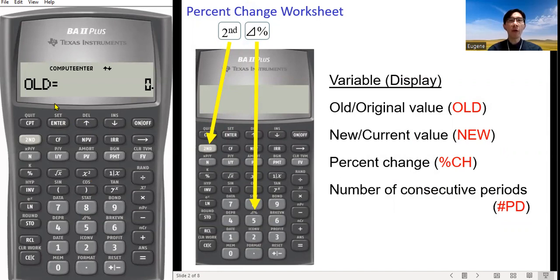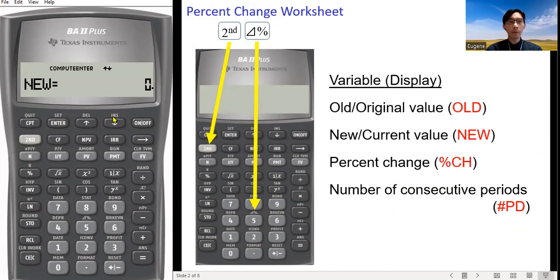There are altogether 4 variables. The first one is the variable old, which corresponds to the old value or the original value. Press the down arrow key, we get to the next variable. The variable new corresponds to the current value.